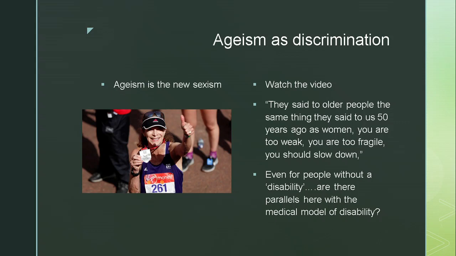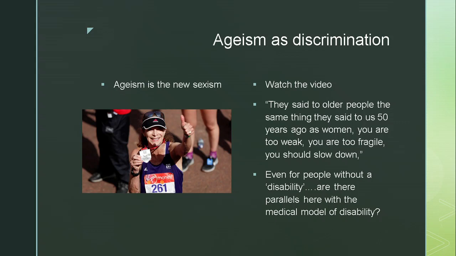They said to older people the same thing they said to us 50 years ago as women. You are too weak, you are too fragile, you should slow down. And that's quite a striking statement, that this person who's lived through the stigma of being a woman 50 years ago and hearing these things is now back full circle and is hearing these things, not because she's a woman now 50 years later, but because she's older. And actually that's a stigma that we're attaching onto people.